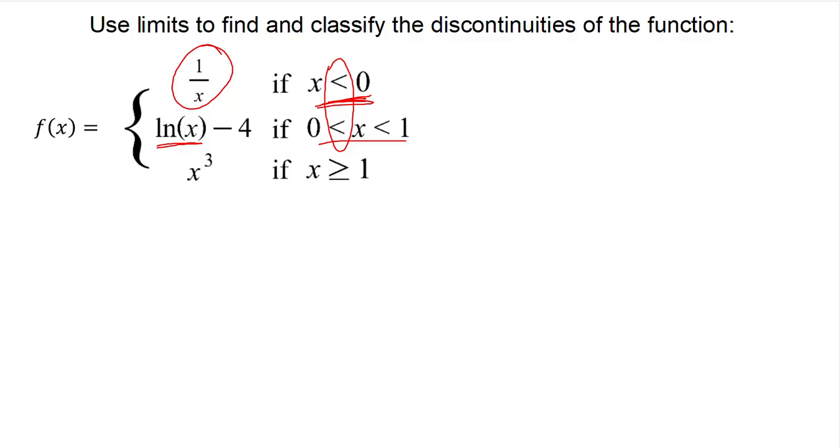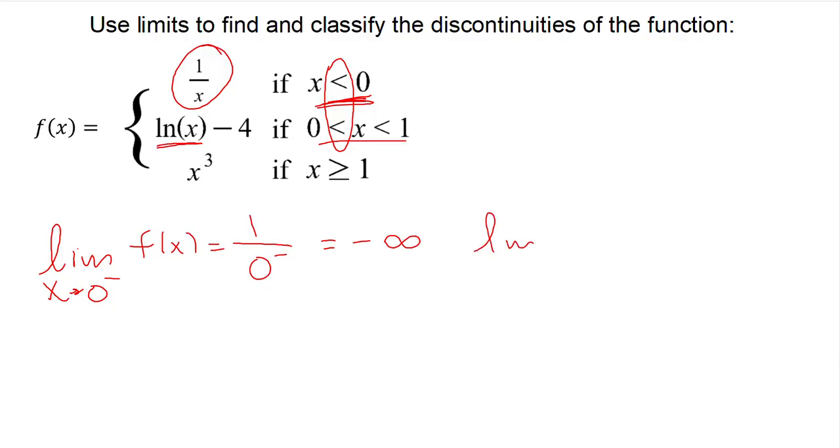So I'm going to actually do the limit from the left and the limit from the right here just so we can see. The limit as x approaches 0 from the left of f of x is 1 over 0, but it's 0 from the left. So we have a positive 1 over a negative number, which is going to be a negative infinity. A very small negative number.